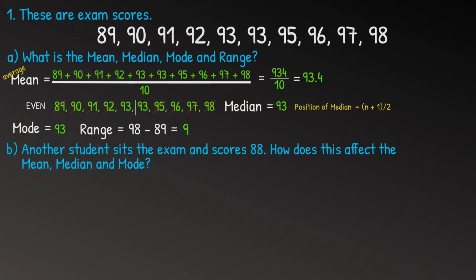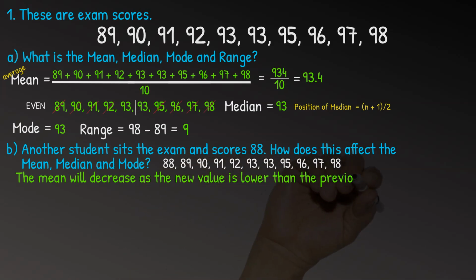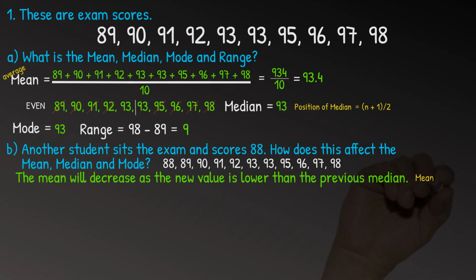Now, for the second part of this question, it says another student sits the exam and scores 88. How does this affect the mean, the median, and the mode? Now, if we add 88 to the values we already have, the mean is going to decrease because it's lower than the previous median. This means it's going to bring the value down when you work it out. And if you do want to work it out, the mean is 92.9.